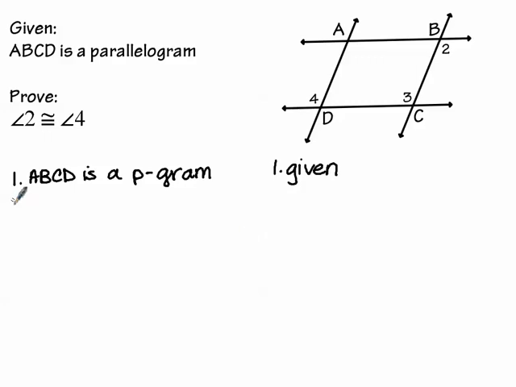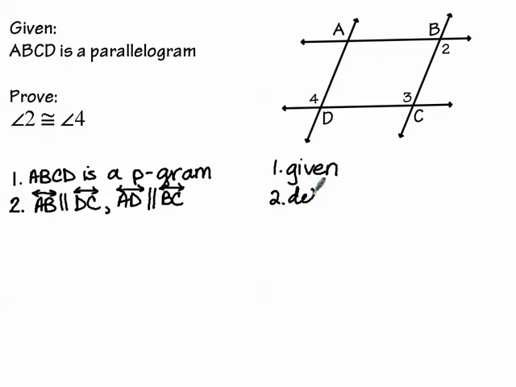But it needs to be stated within the proof before we can use the alternate interior, alternate exterior, corresponding, etc. So your second step, whenever you want to use those theorems, is to state which lines are parallel. In this case, line AB across the top is parallel to line DC. And on the left side, line AD is parallel to line BC on the right. And that's just simply by the definition of a parallelogram.